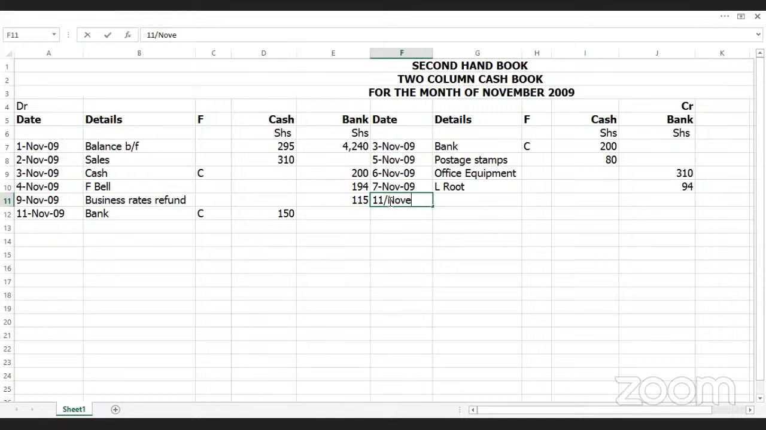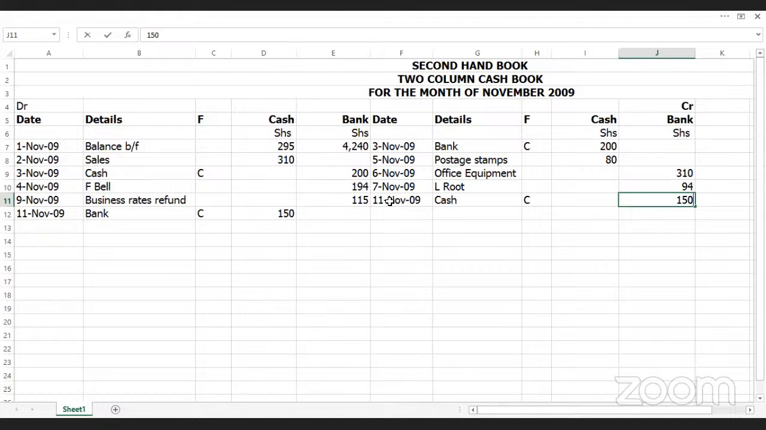11 November 2009. That is cash, contra, then bank. So our bank is reducing by 150 simply because of the cash that was withdrawn for business use.